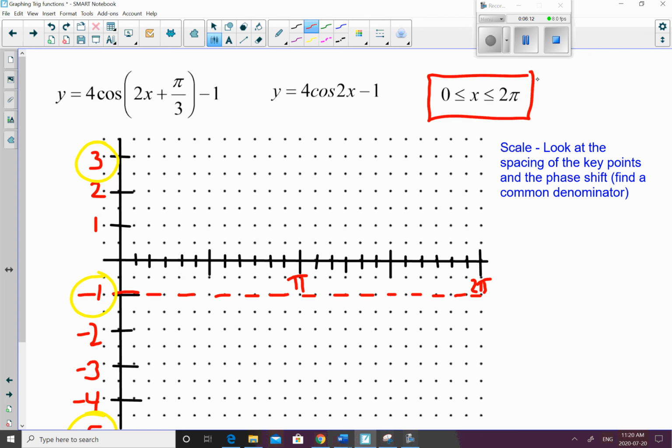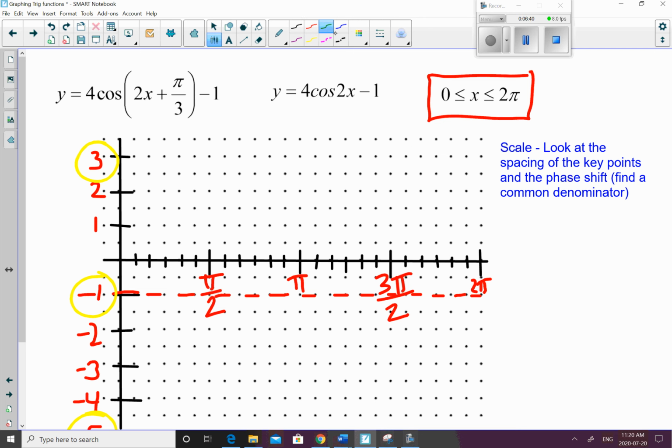So what I'm going to do is count over 12 boxes and make that pi, and 12 more boxes and make that 2 pi. Halfway in between would be pi by 2 because it's halfway, and halfway in between pi and 2 pi would be 3 pi by 2. So I'm just adjusting my scale so that I'm working nicely with that common denominator of 12. Okay, so once I've done that, I'm ready to graph my first function.